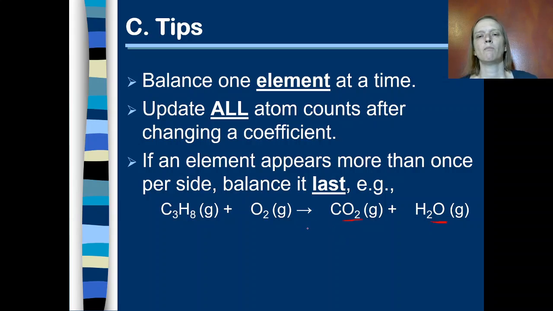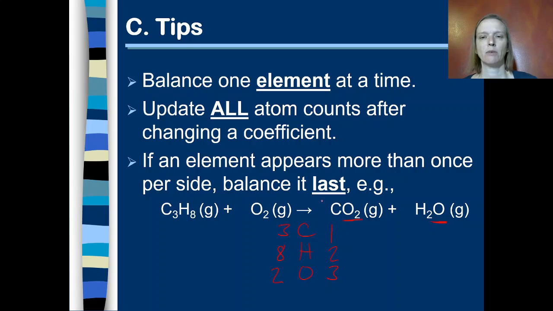So my elements are carbon, hydrogen, and oxygen. My counts are 3, 8, 2. Let's see, there's 1 carbon, there are 2 hydrogens. The oxygen is a little tricky though because I have to count these 2 plus this one, so I've got 3 total. So just make sure when oxygen appears in more than one place to remember to add all of it together. So we're going to leave oxygen for last. I'm just going to go ahead and go in CHO order.